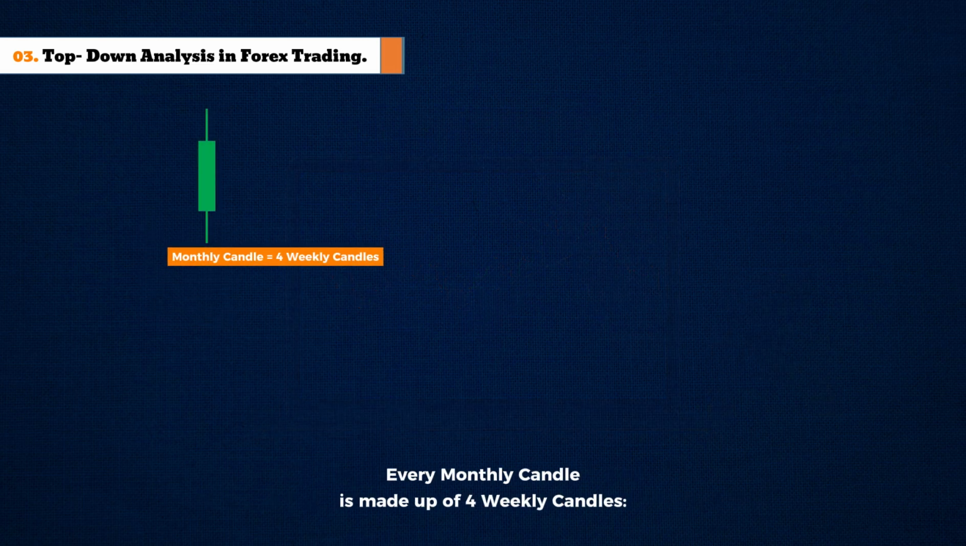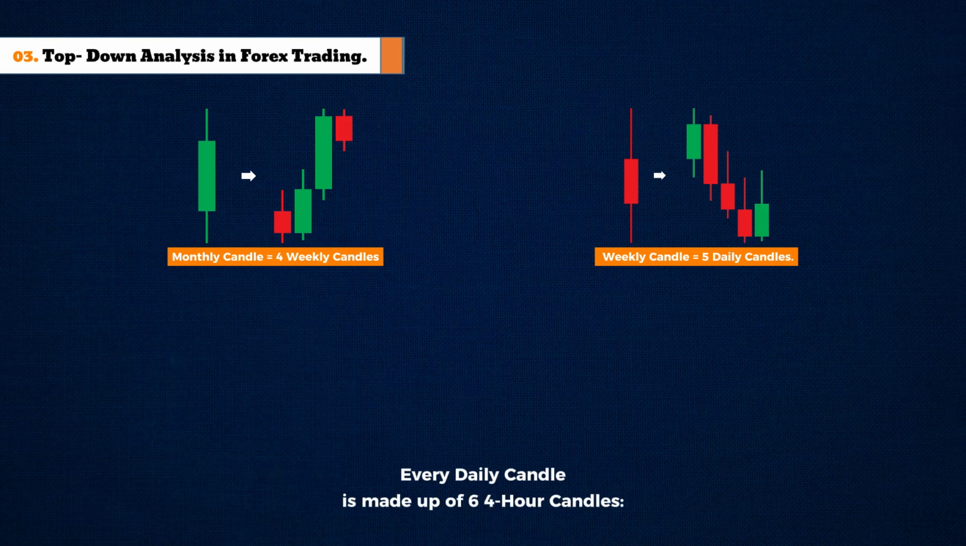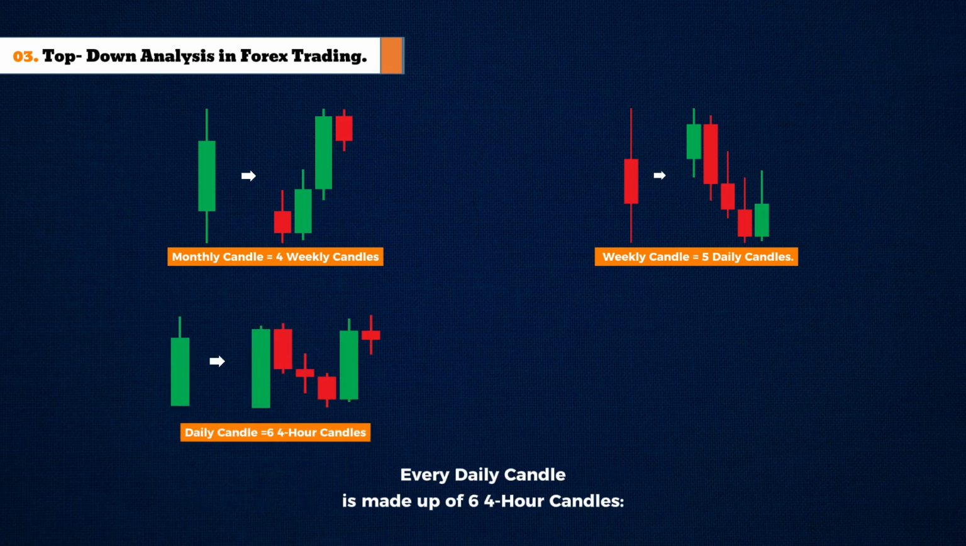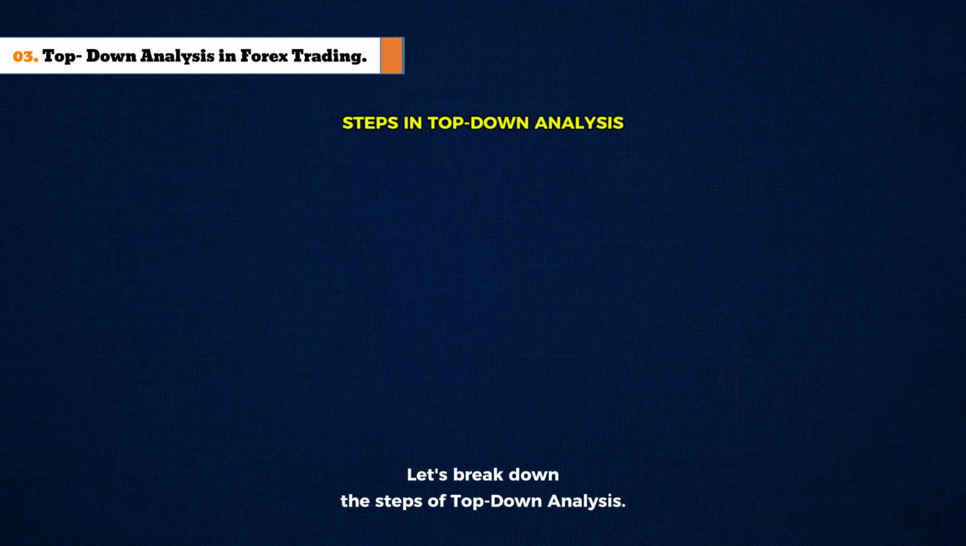Every monthly candle is made up of 4 weekly candles. Every weekly candle is made up of 5 daily candles. This is because the market is closed for 2 days on the weekend. Every daily candle is made up of 6 4-hour candles, and every 4-hour candle is made up of 4 1-hour candles. Let's break down the steps of top-down analysis.